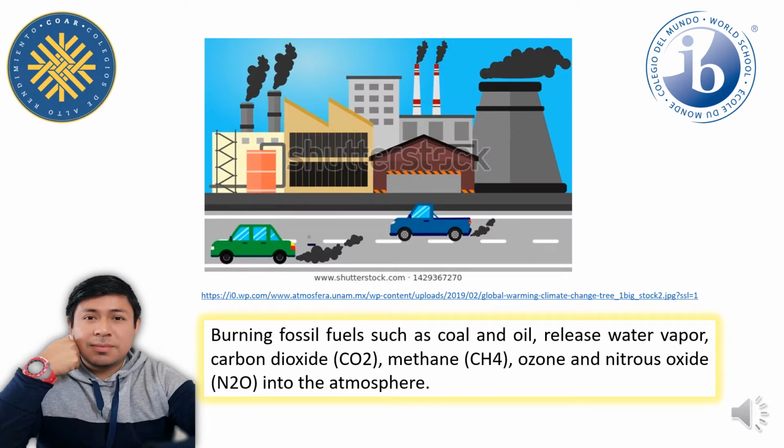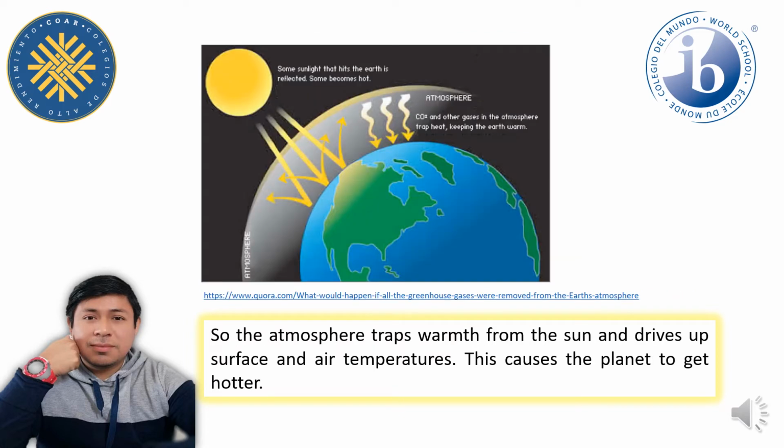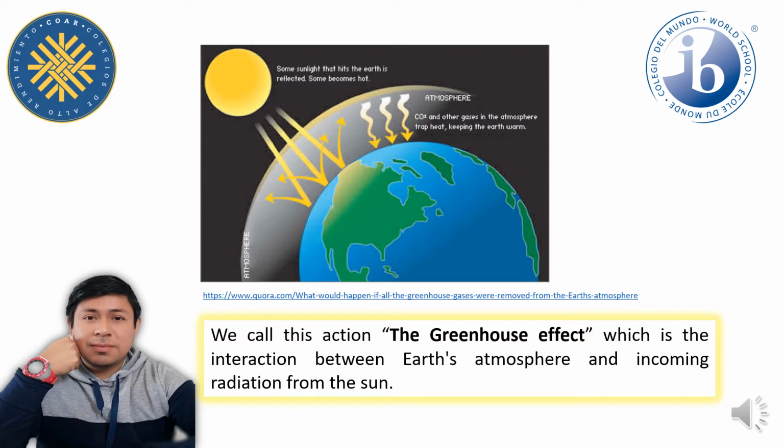Burning fossil fuels such as coal and oil release water vapor, carbon dioxide, methane, ozone, and nitrous oxide into the atmosphere. So, the atmosphere traps warmth from the sun and drives up surface and air temperatures. This causes the planet to get hotter. We call this action the greenhouse effect, which is the interaction between Earth, atmosphere, and incoming radiation from the sun.